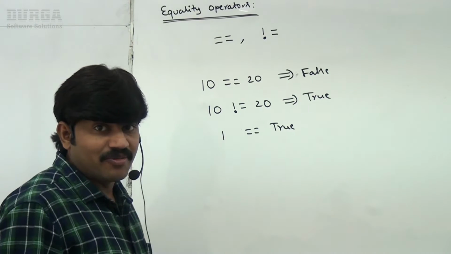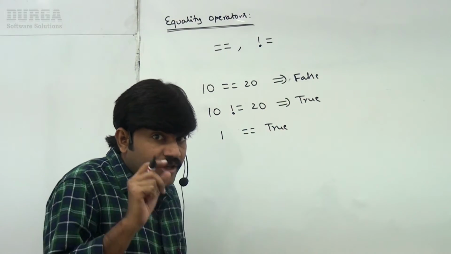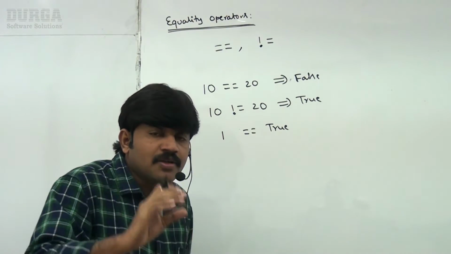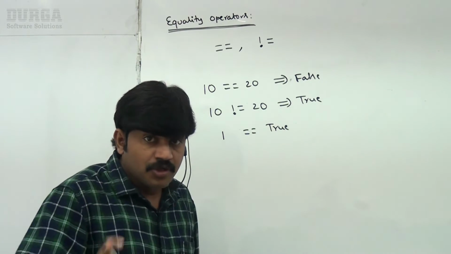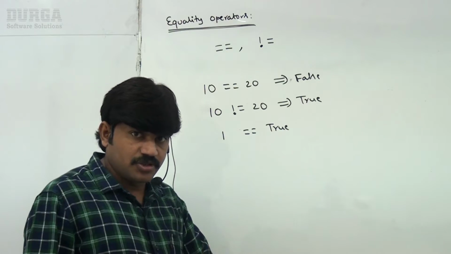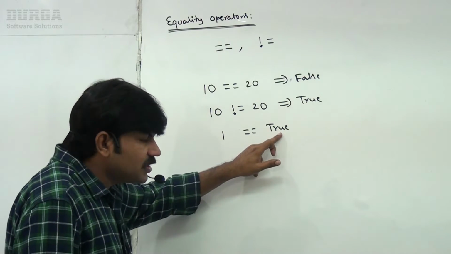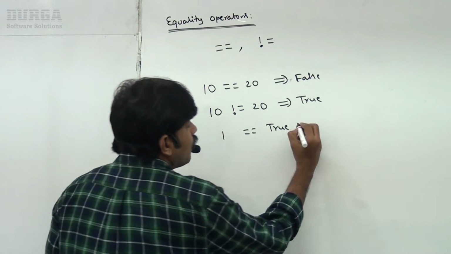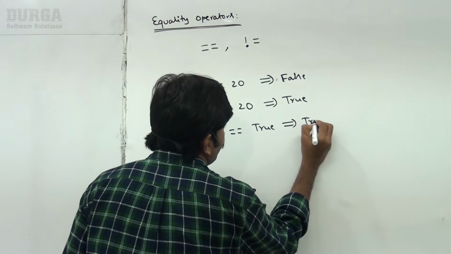But here just observe, if I take 1 double equal to true. Have you remembered? Whenever a boolean value is used in the place of int, true means 1, false means 0. Obviously true means 1, and 1 and 1 are both equal. That's why you are going to get true.